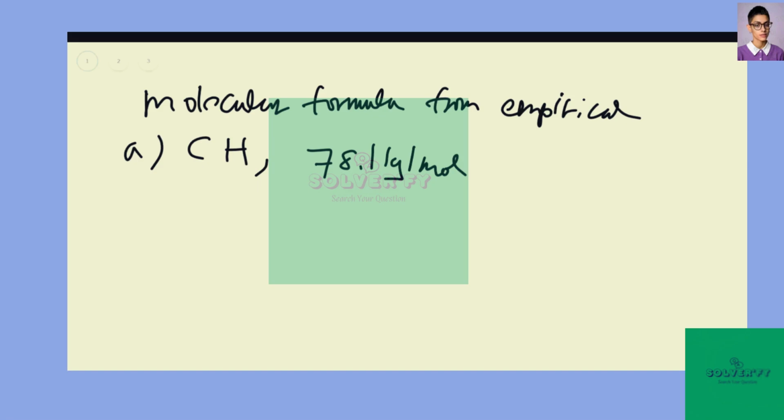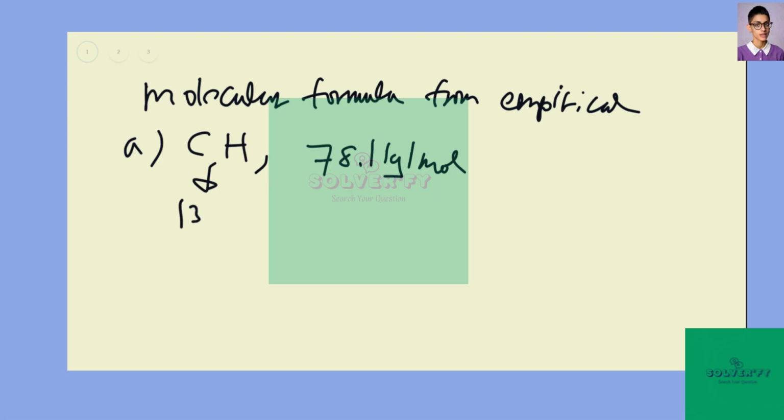So we have to determine the molecular formula from the empirical formula with the given molar mass and also the empirical formula. The difference between molecular formula and empirical formula is that the molecular formula is a multiple of the empirical formula. Therefore, the molar mass of the molecular formula is also a multiple of the molar mass of the empirical formula.